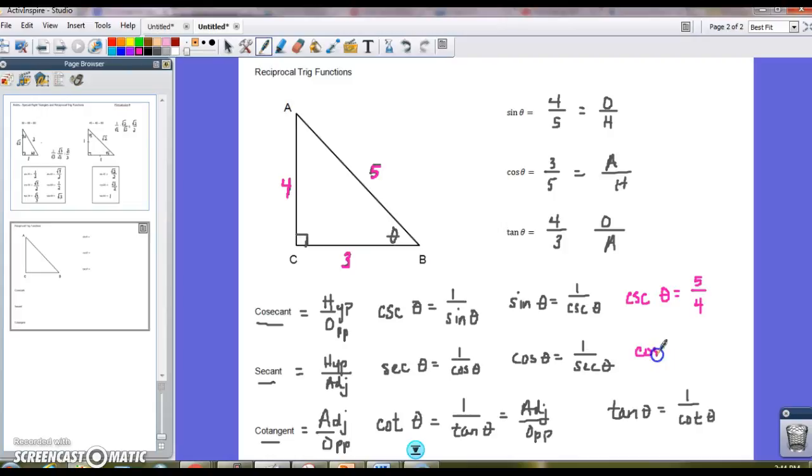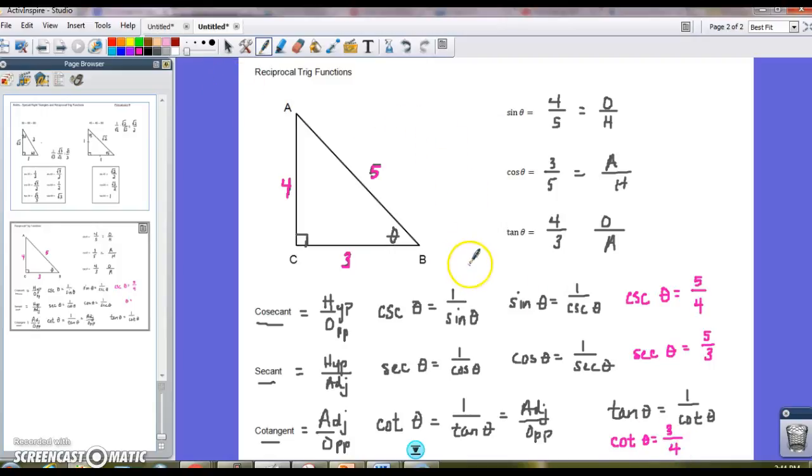Cosine in this problem was 3/5. The secant of theta then just flips cosine, so the secant would be 5/3. And the cotangent, the tangent was 4/3, so the cotangent would be 3/4.